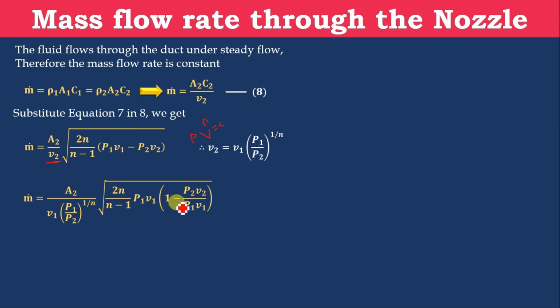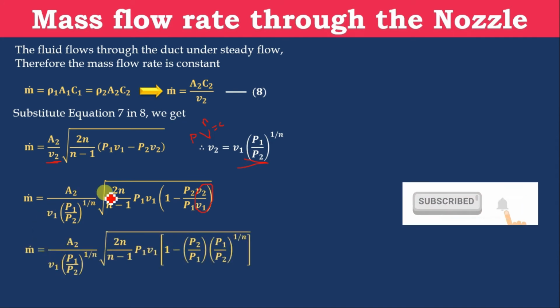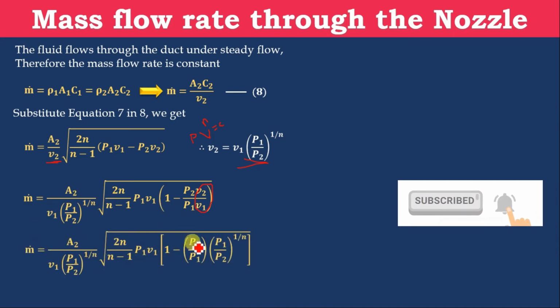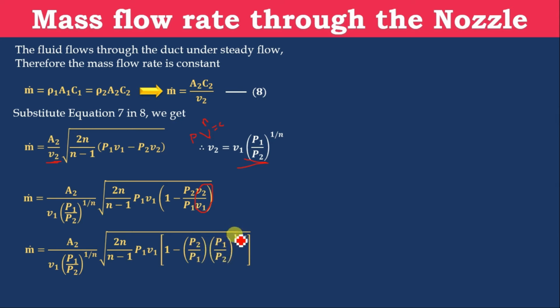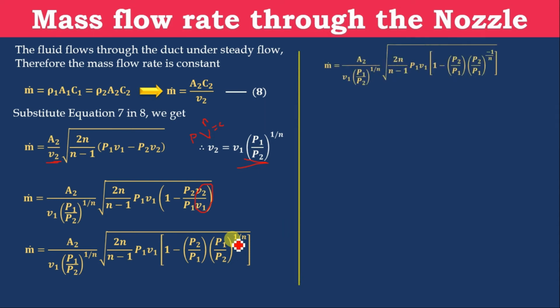This equation becomes 1 minus P2 V2 divided by P1 V1. Now we have P2 and P1. Instead of this V2 divided by V1, we can write again this equation. That's the only change here. The rest of all parameters are the same. So P2 divided by P1 into (P1 divided by P2) whole power 1 divided by n. This is P1, this is P2. The ratio is different. So rearrange this equation, take minus at the top. That's the only change in the next equation.